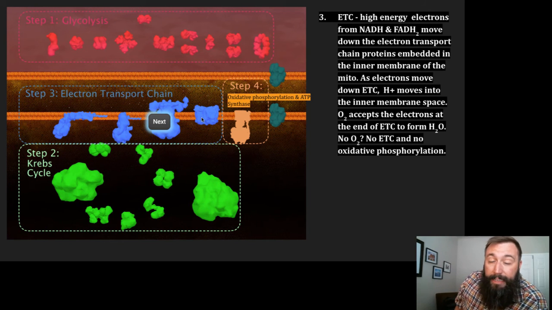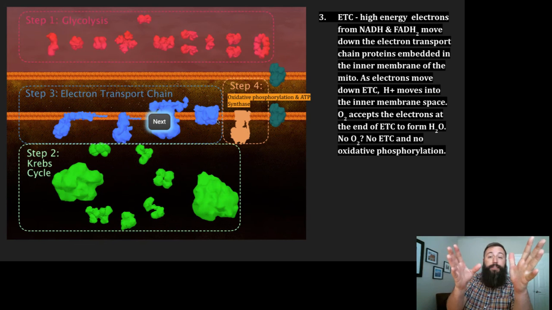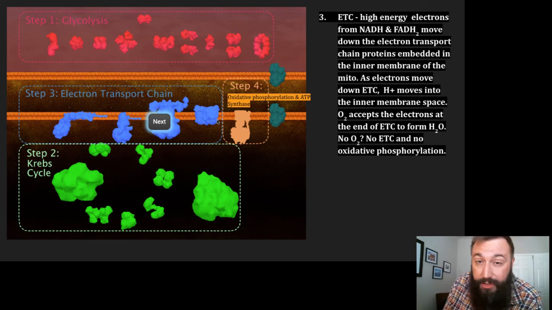Now listen, if you don't have oxygen gas, you don't have a molecule that will accept the electrons at the end of the electron transport chain. So if you don't have the electrons moving out of the system, because oxygen isn't present, this process will grind to a halt. The electrons stop moving, we stop pumping H plus ions into the inner membrane space, and we'll stop ATP production. So I'm going to encourage you guys to remember to keep breathing. Keep breathing, because that oxygen is very important.